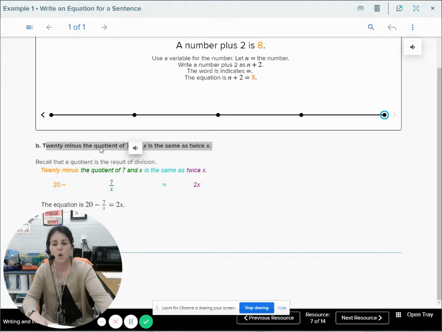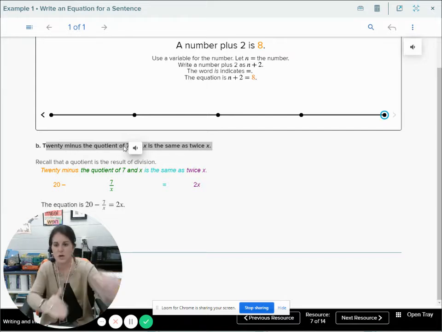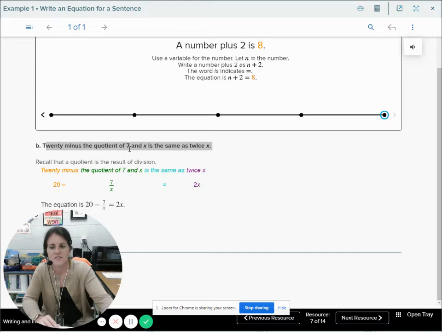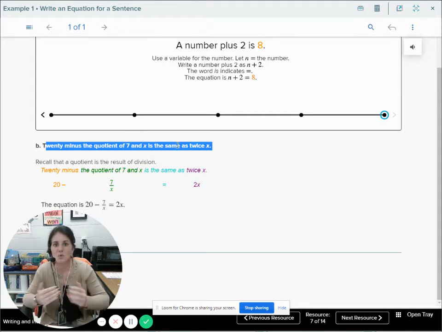20 minus the quotient. It's important to know, what does the word quotient mean? The quotient is the answer to a division problem. So 20 minus this division problem of 7 and x, so 7 goes on top, x goes on the bottom, is the same as, well, we know the same as could be exchanged with the word equals, is equal to twice x. So I have x 2 times. So let's look at it.